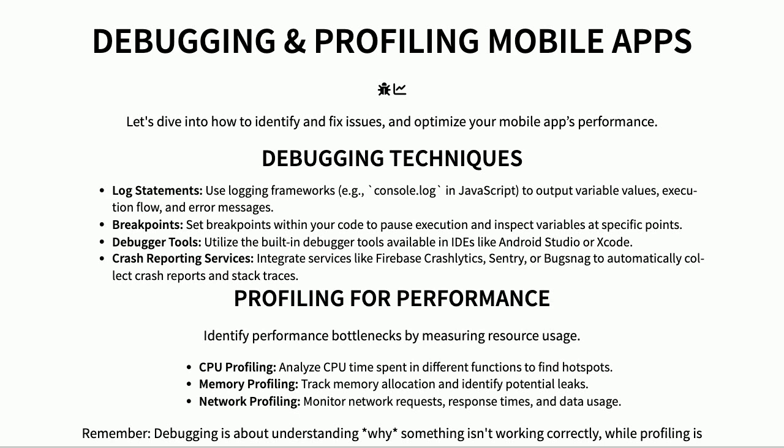Now, let's move on to profiling. This is where we measure how efficiently our app is using resources like the CPU and memory. We can use CPU profiling to identify slow functions, memory profiling to find leaks, and network profiling to optimize data usage. Essentially, debugging finds what went wrong, while profiling helps us understand how efficiently things are running.